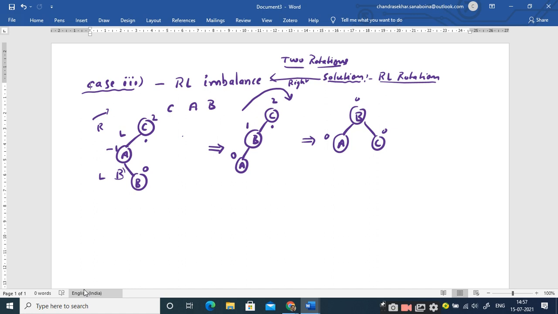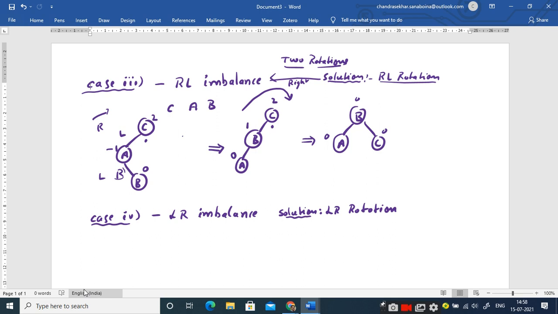Now the last case which we have is, what is the last case we have? LR imbalance. Here also you have to apply 2 rotations. So can anybody tell me what should be the solution here? LR. No, solution should be given in terms of rotations only. So it is LR rotation. This is what you have to specify.